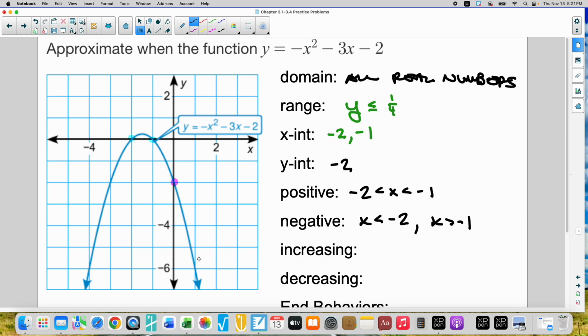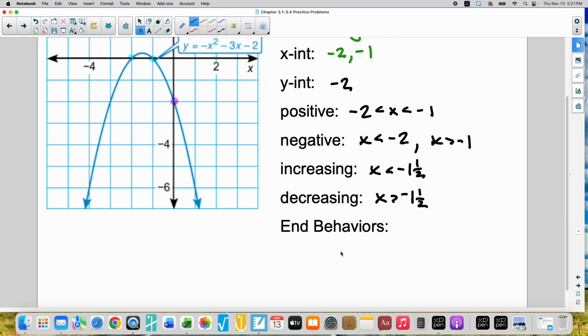So when is it increasing? It's increasing all the way up to, what's that, -1.5. So x is less than -1.5. And when is it decreasing? When x is greater than -1.5. End behaviors, as x goes to positive infinity, as x goes to negative infinity.